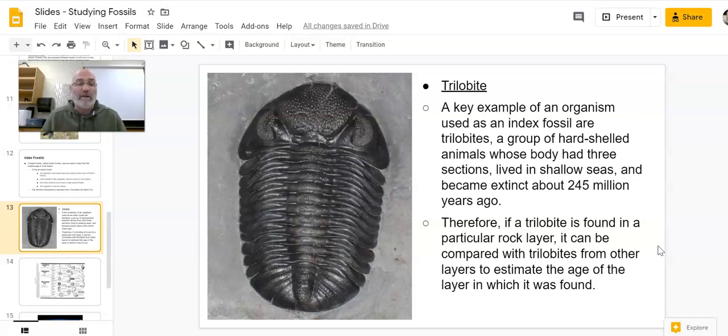We like finding trilobites, they're cool, but there's lots of them, they're not unique or rare. But what they provide for us is an estimated time or an estimated age for any other fossils that are found in the same layer of rock as the trilobite. Those are called index fossils.